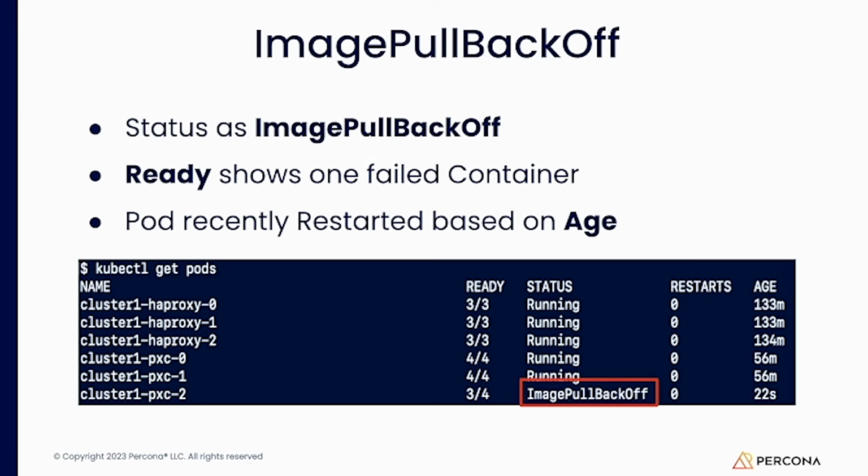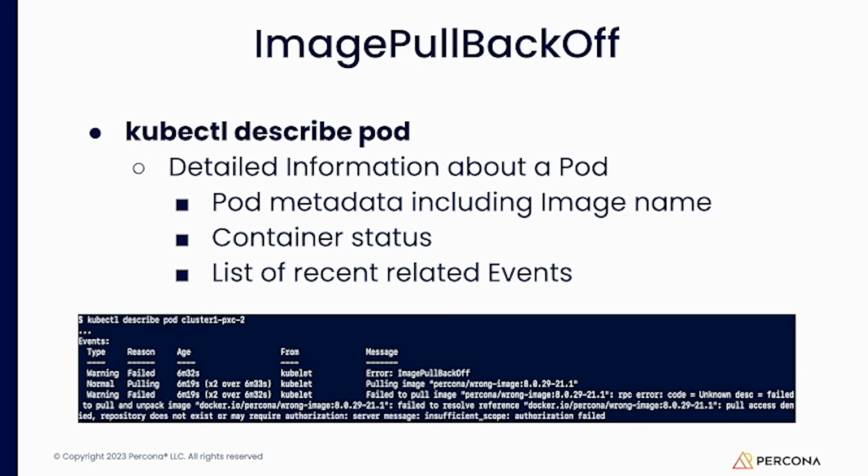It manifested there in the status column. You can see 3 out of 4 containers ready, so there is 1 failing. And you can see in the age column it says 22 seconds, so this issue happened recently. Right? It's really easy to troubleshoot. But how to troubleshoot it further?